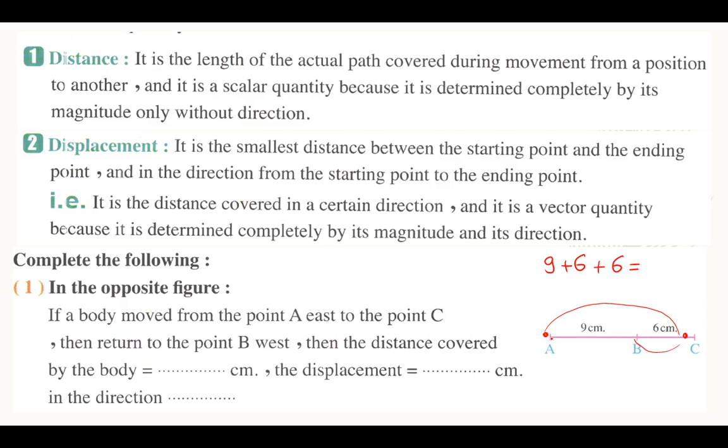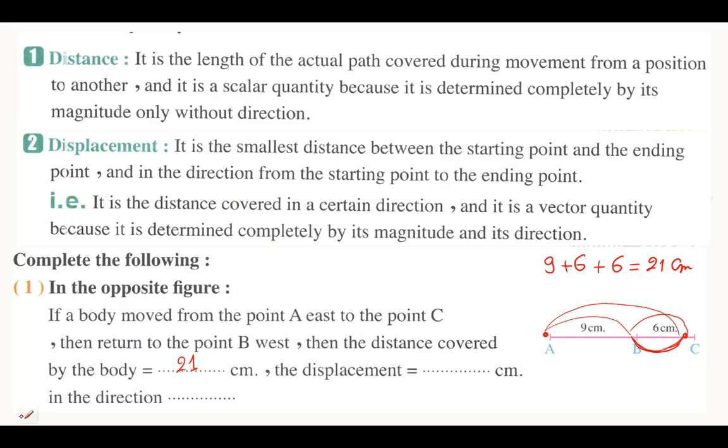From A to B it's 9 centimeters. From A to C it's 6 centimeters. Then back again from C to B in the west direction, so the distance will be 9 plus 6 plus 6, which is 21 centimeters. So this is the actual path covered during the movement, and the distance covered by the body is 21 centimeters.